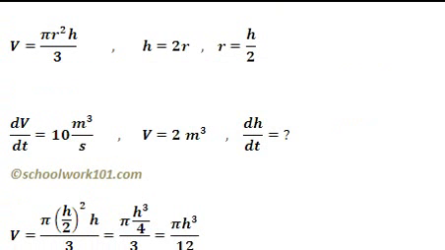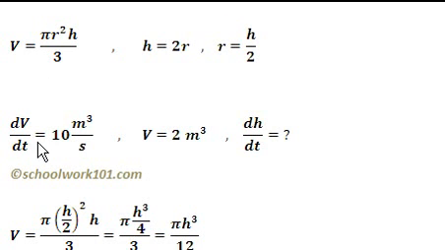Okay, we start with that formula again for finding the volume. We've got pi r squared h over 3, and the height was twice the radius, so we go ahead and write that out. This time we're going to solve for r in this problem, and we have r equals h over 2.